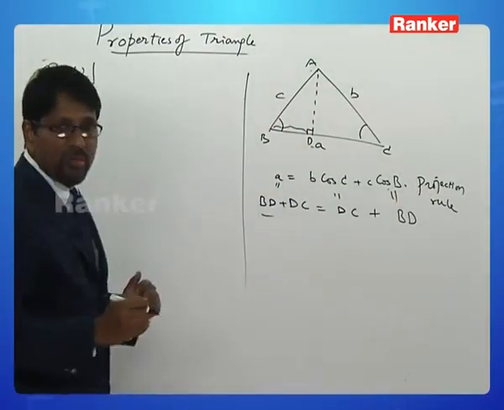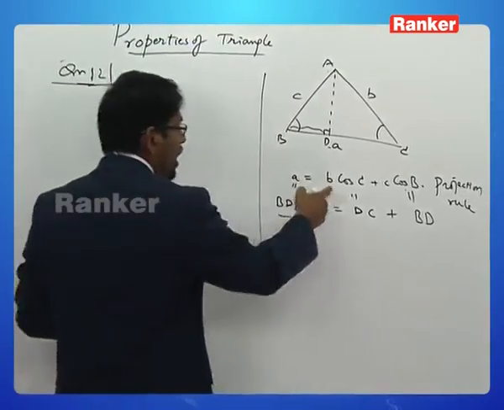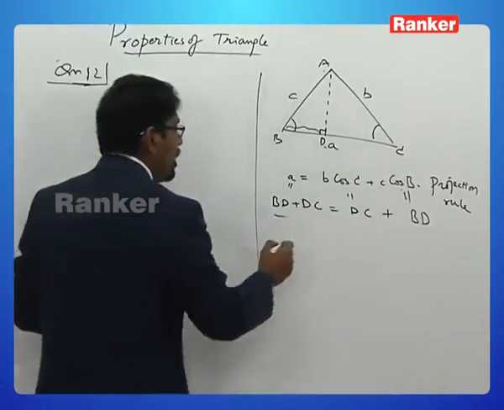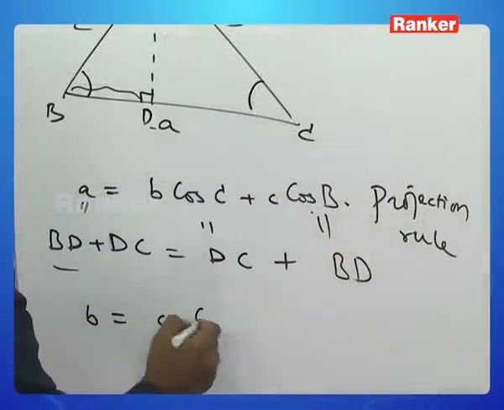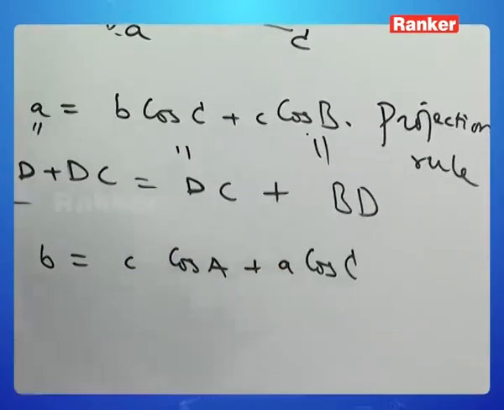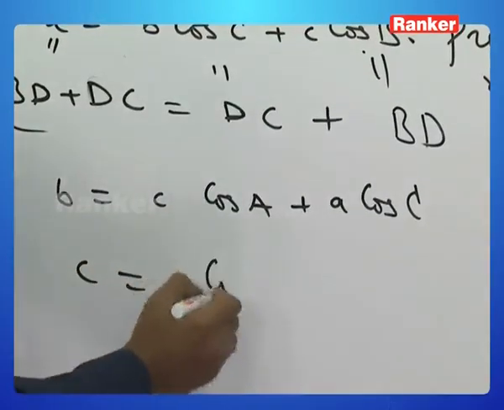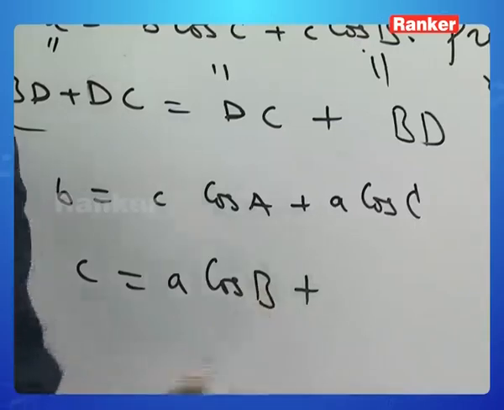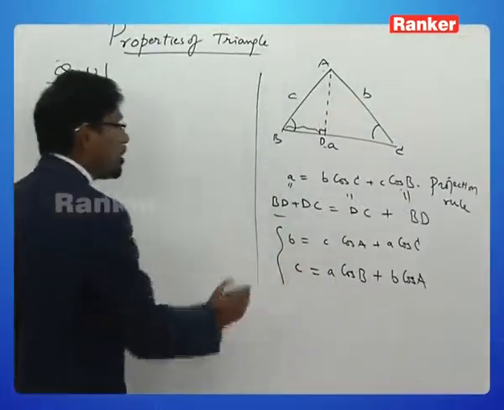Okay. Now what is given? So what we have is A is equal to B cos C plus C cos B. B will also be equal to C cos A plus A cos C. And C will be equal to A cos B plus B cos A. So this is a continuation of the projection rule.